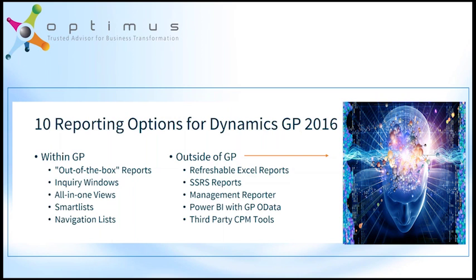So this is real. It's happening. It's happening in the Caribbean. It's happening in Latin America. This is not an American thing. So we'll do a brief overview of what's within GP: Smart List, Navigation List, all views, inquiry windows, and out-of-the-box reports. Right. This is what I call the ugly reports.